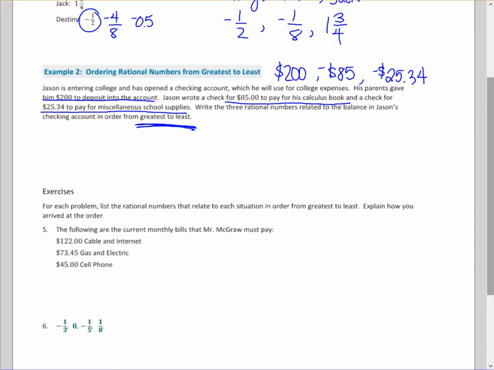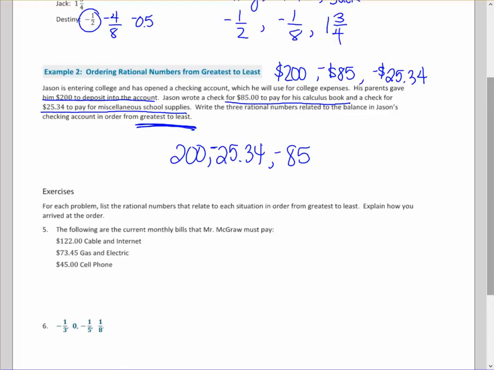So we're going to start with 200. Obviously, that's positive. And then we're going from right to left on the number line. So we would do negative 25.34, of course. And then negative 85 is obviously the most he owes, therefore the lowest number.